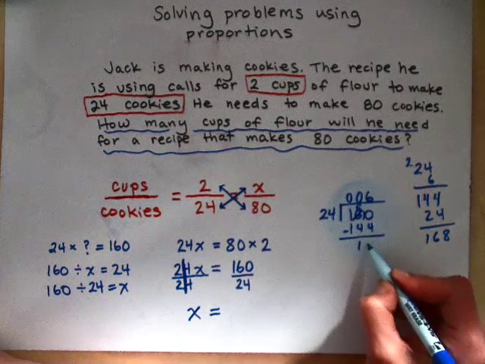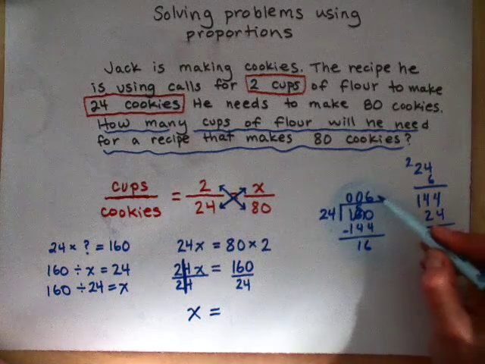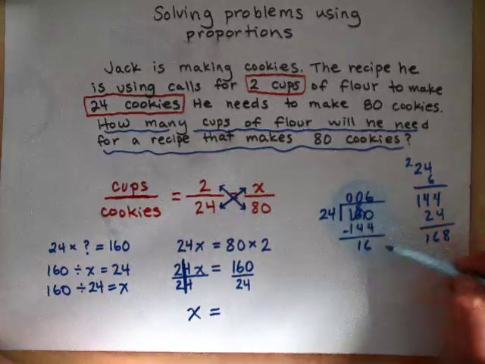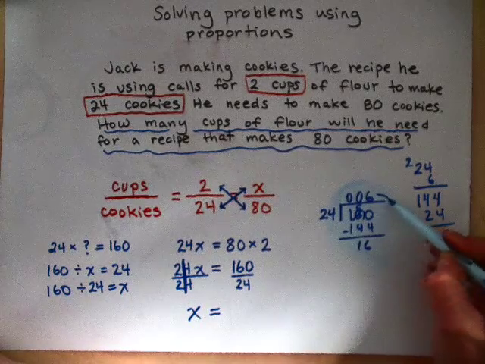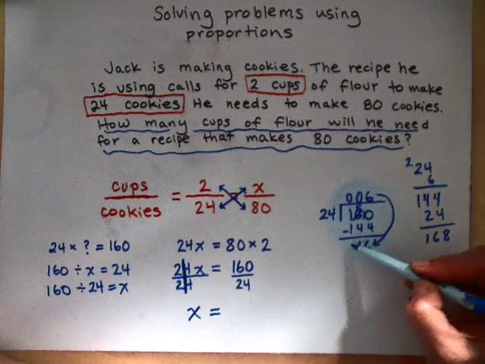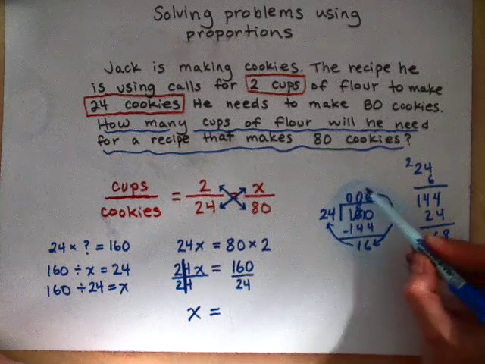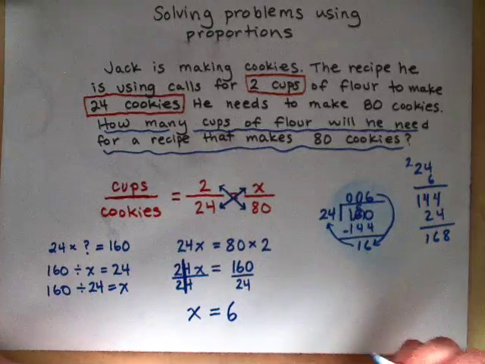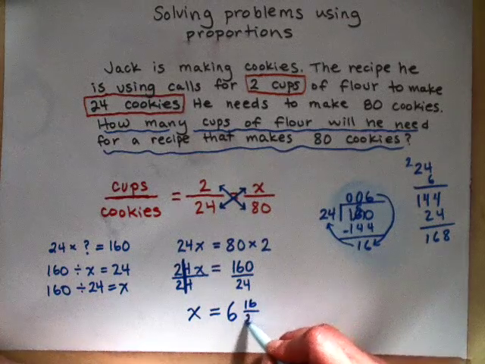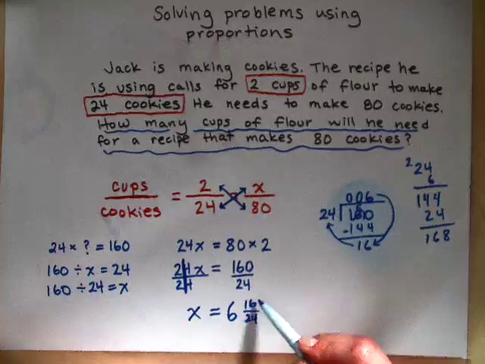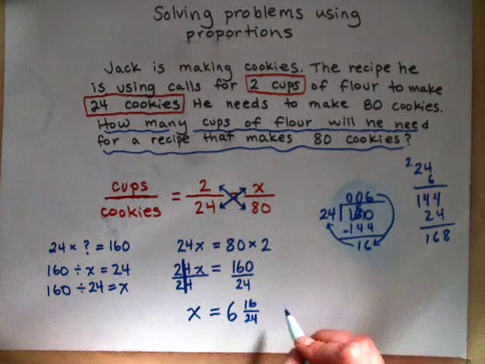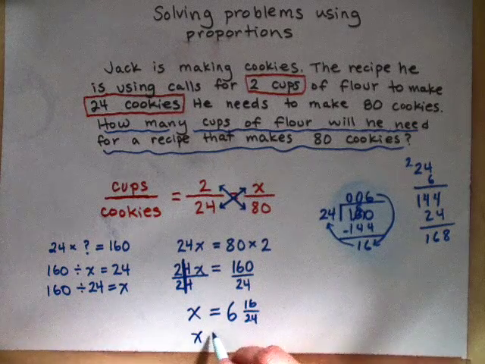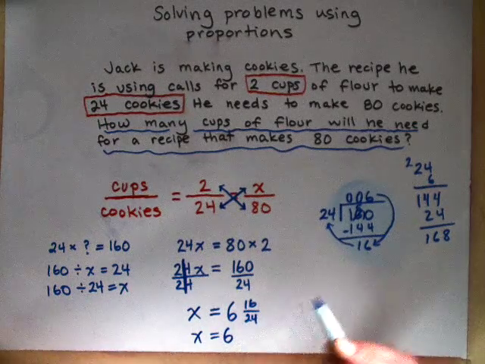Turn that into a 5 and that into a 10. 1 and 16. So my answer, I think about 5 minutes ago, I told you I was going to make a fraction out of this. So this is 6 and 16/24. Remember, the whole number is the answer. So x equals 6 and 16/24. Now, this part can be reduced. So now I can also say that x equals 6.